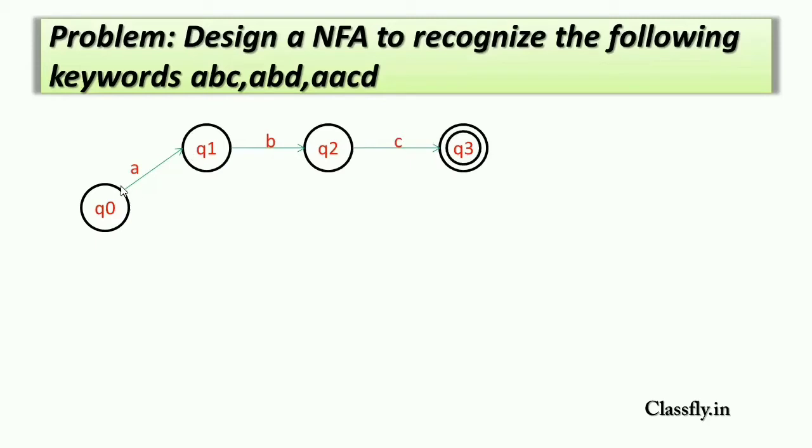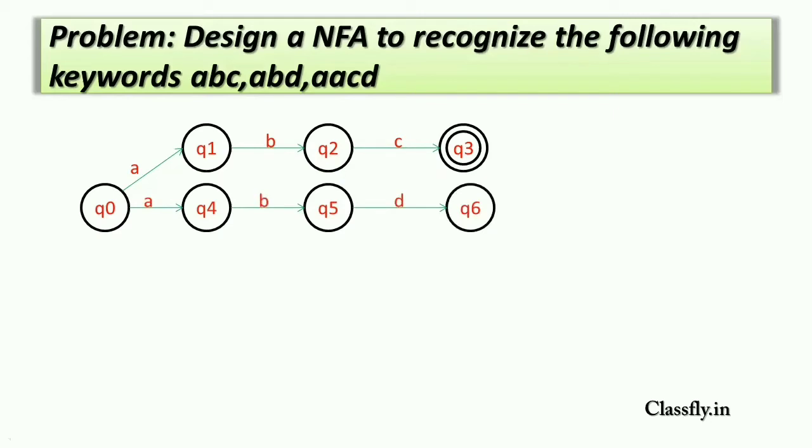Firstly, A, B, C is being passed from Q0, Q1, Q2 and Q3 respectively and ends here, which satisfies the given condition of the first keyword ABC. So when we read this string, it says ABC. So hence ABC is recognized. Next, we should recognize ABD. In the same way, ABD is also recognized by the transitions from Q0 to Q4, Q5 and Q6 respectively. Now Q6 is a final state and ABD is recognized.